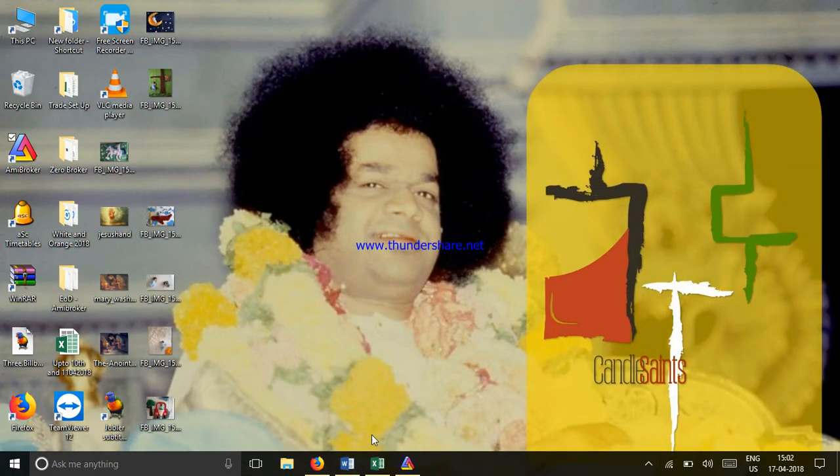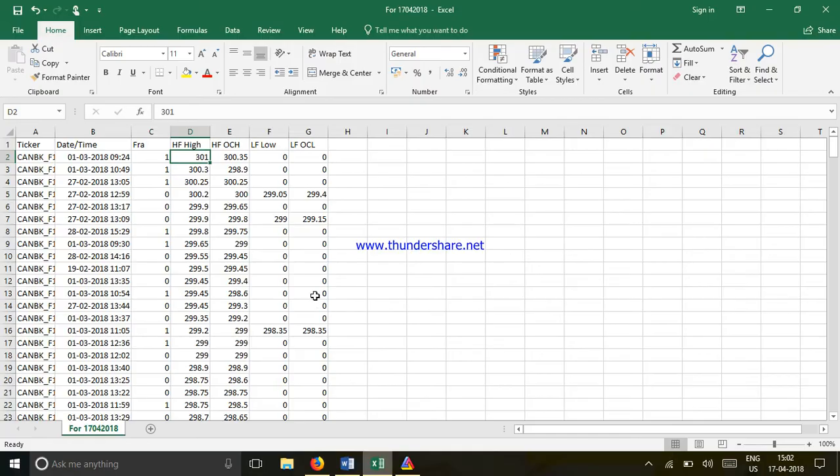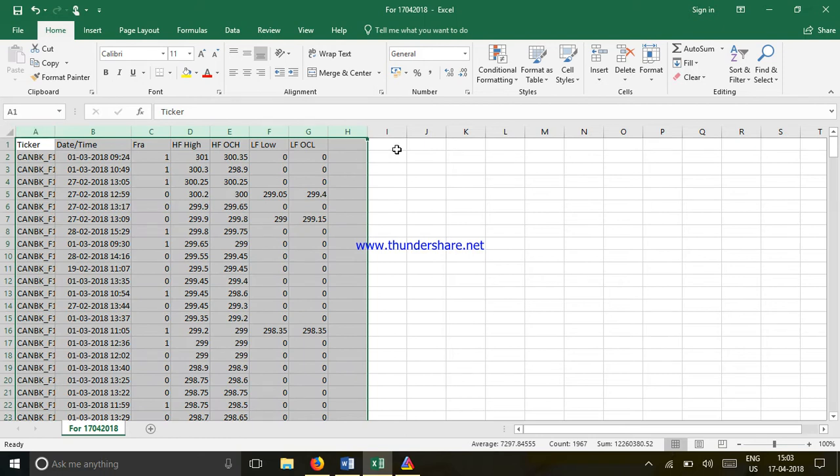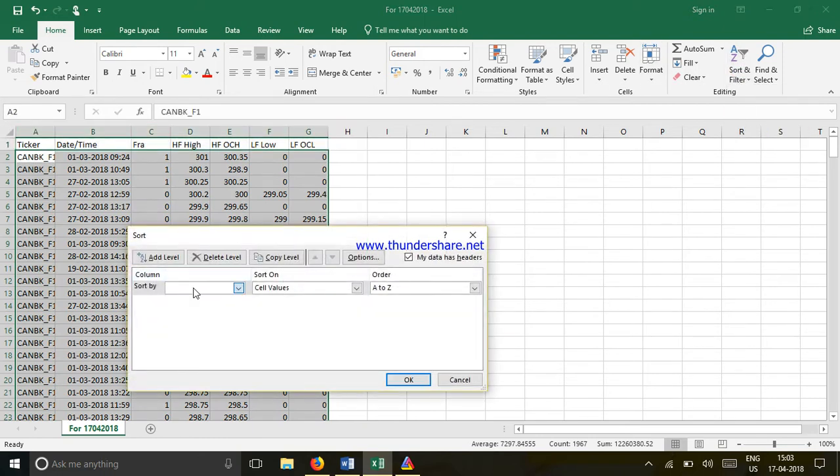and we got this as a result for the 17/4/2018 trade setup. For trading on 17/4/2018, we have made this file ready. Once we get this file, we have to sort it based on date and time, newest to oldest, as the order.